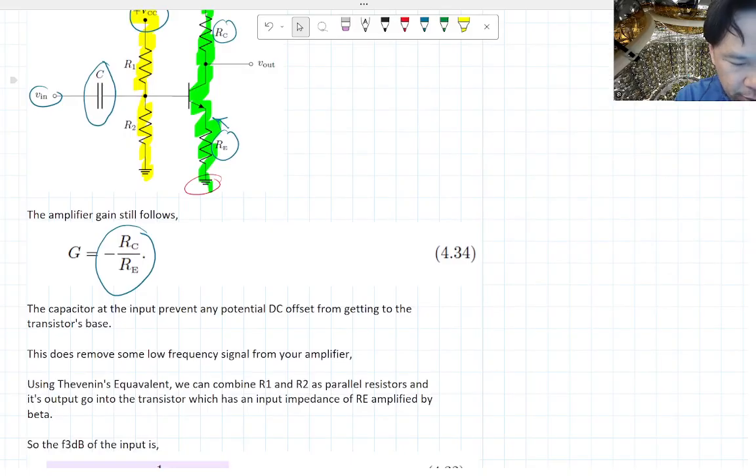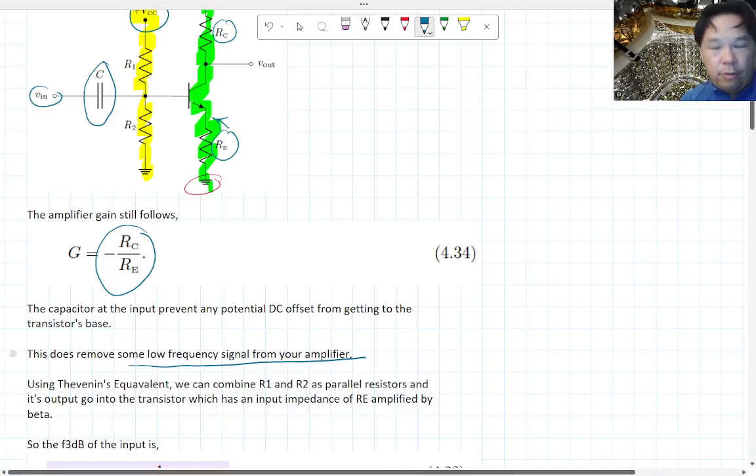The capacitor at the input is to prevent the potential DC offset from getting into the transistor base, and also protecting this VN and VCC. So by adding a capacitor there, it does remove some low frequency signal from your amplifier.